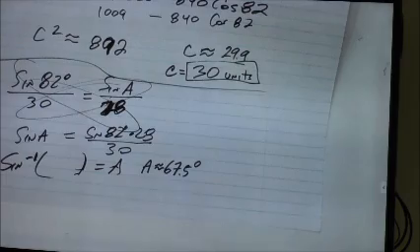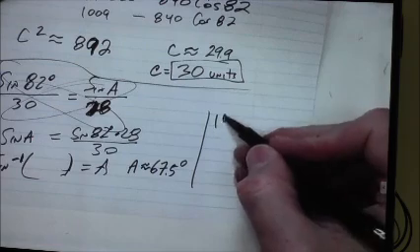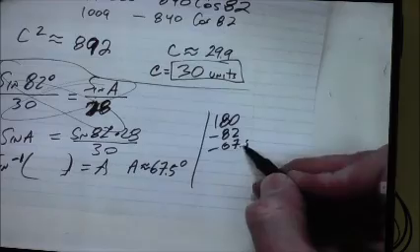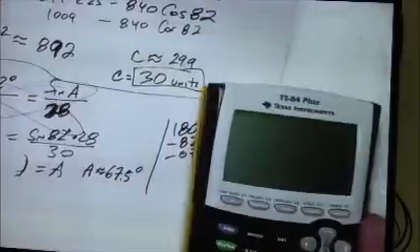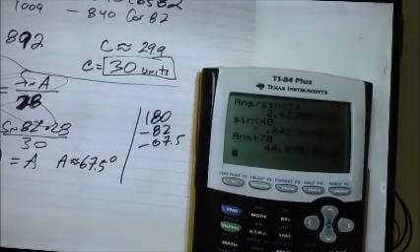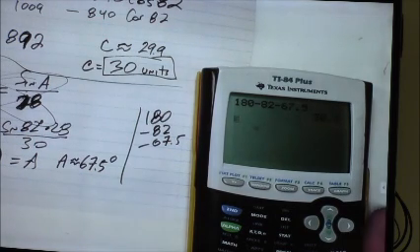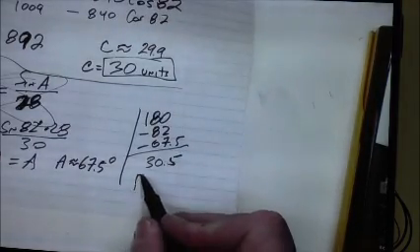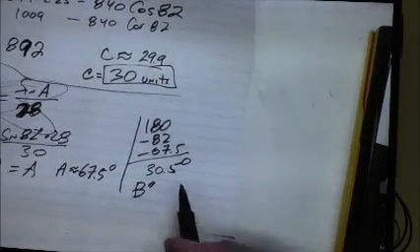So we now have all three side lengths, and we have two of the angles. And if we want the other angle, it's just 180 minus 82 minus 67.5, which gives me 30.5. So that would be B is equal to 30.5 degrees.